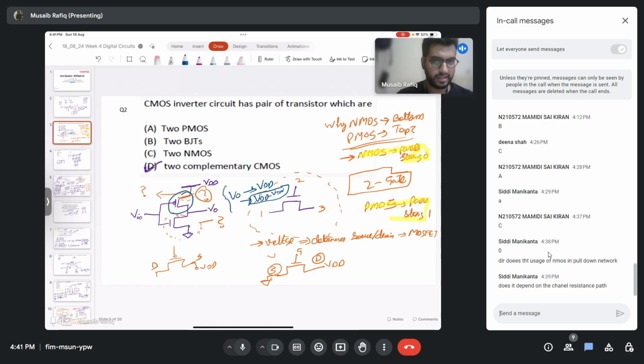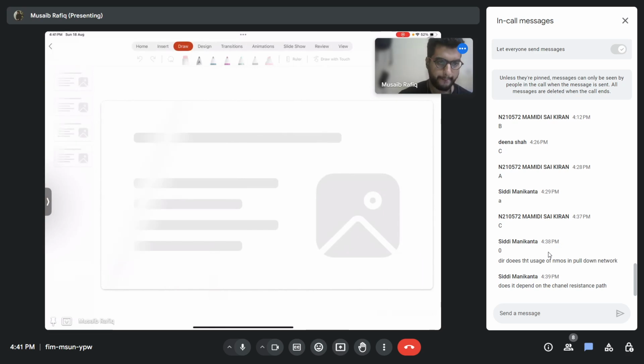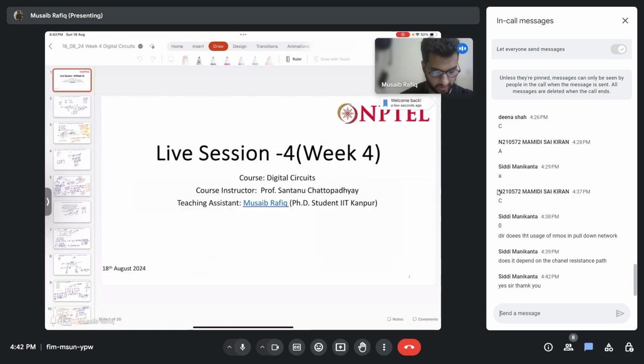I think these things you'll cover in the digital integrated circuits course, and once we have some basic knowledge of analog and electronic devices, this is a relatively easy topic for you guys. I hope you got the idea, right? If there are any further doubts, please let me know. Otherwise, we can close the session.